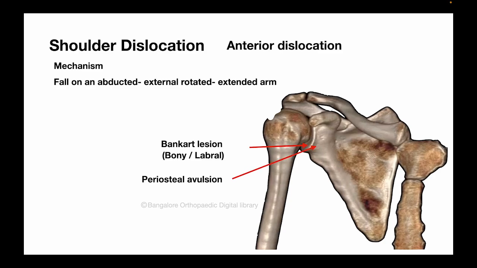Hill-Sachs lesion is a compression injury to the posterolateral aspect of the head of the humerus, and it happens due to its impact with the tough glenoid rim. These three lesions are together termed Bankart triad.